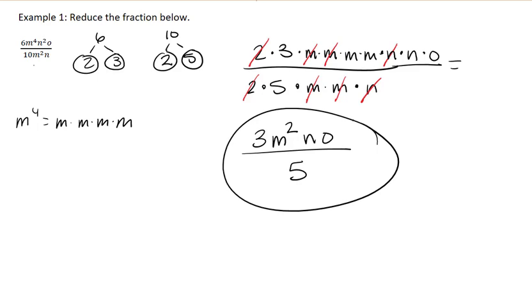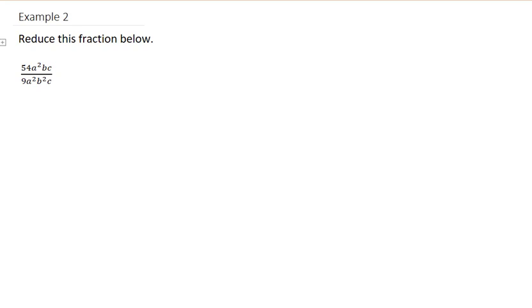Now let's look at another example. Example 2, reduce this fraction below. So let's go ahead and divide out 54. Let's take that into 2 because it's an even number. 2 can go into 5 2 times, carry the 1. 2 can go into 14 7 times. So now we have 27. And let's see if we can reduce it. 27 can't be reduced by 2, but it can be reduced by 3. So 3 can go into 27 9 times.